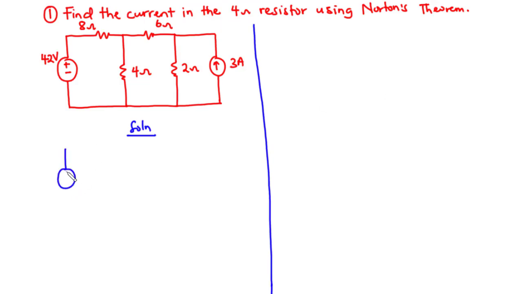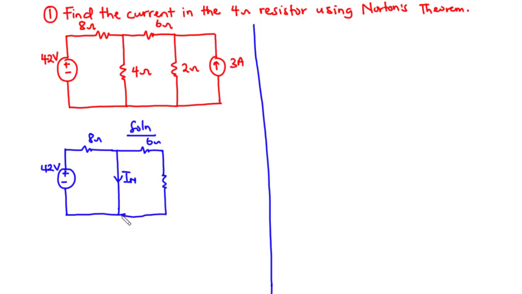So we have this to be the 42 volt voltage source. We have 8 ohms resistor. We are going to replace the 4 ohms resistor with IN, the short circuit current. We have 6 ohms, 2 ohms, and then we have the current source, which is 3 amperes.